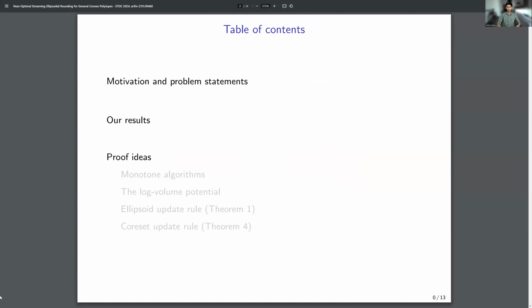So in this talk, I will briefly go over the motivation and the problem statements that we study in this paper. I will then go over a sketch of our results, and then I will tell you a little bit about the algorithmic ideas that we give, along with a rough sense of how we analyze them.